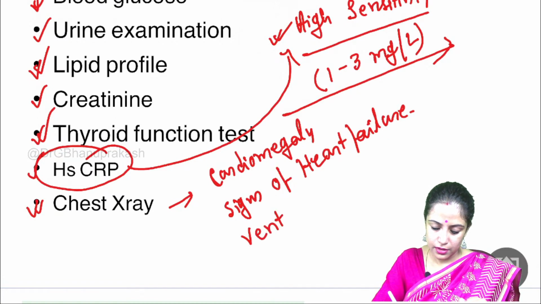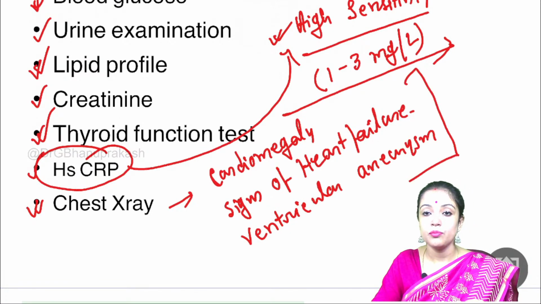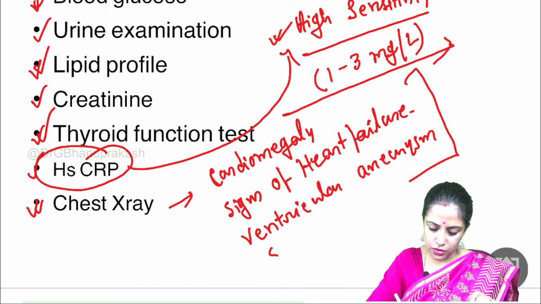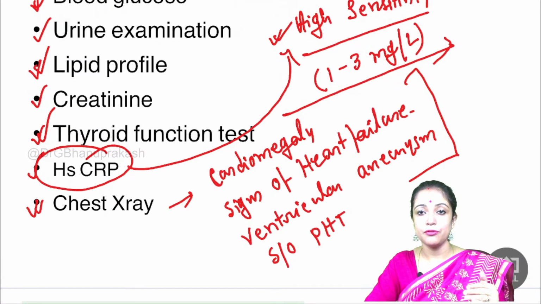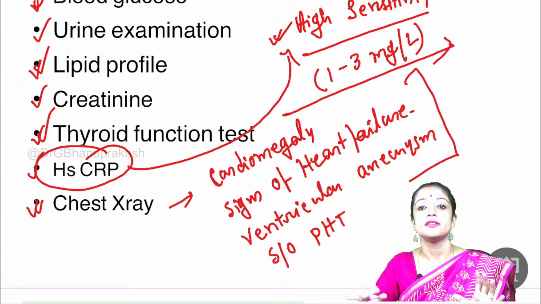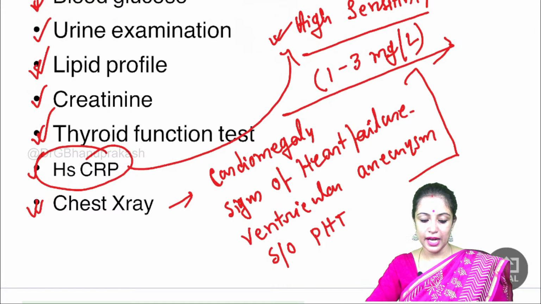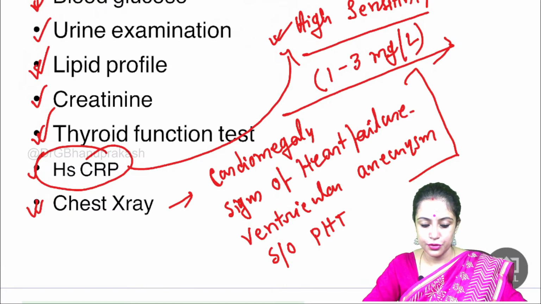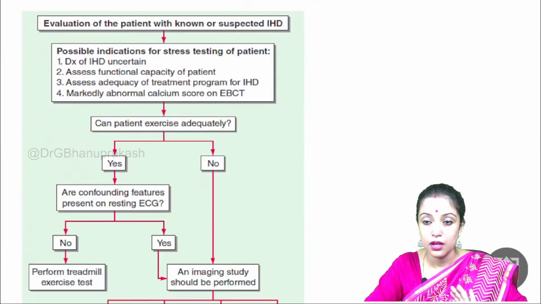If there is ventricular aneurysm. These are the important information. Or if there is signs of pulmonary arterial hypertension also. So simple chest X-ray will give us all this information. Signs of cardiomegaly, signs of heart failure, signs of arterial hypertension, or signs of ventricular aneurysm can be identified from a chest X-ray. This is all about the investigation.